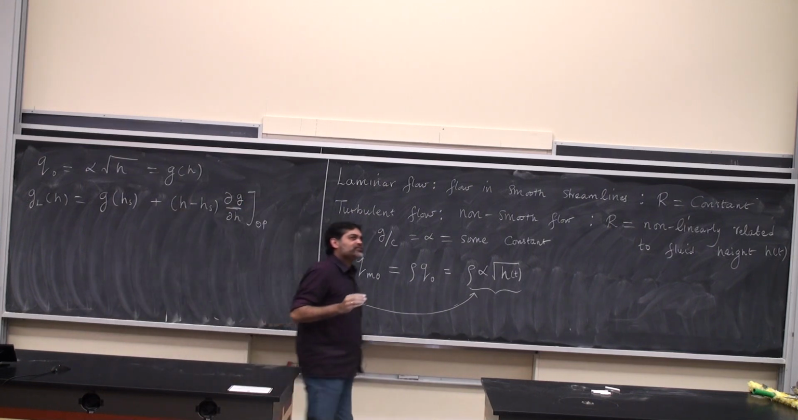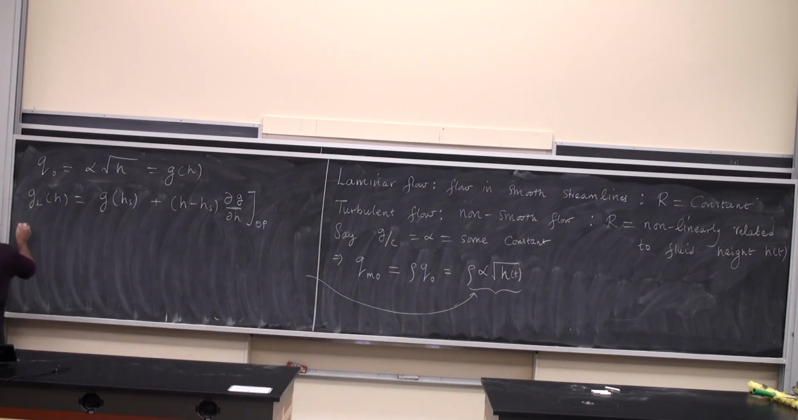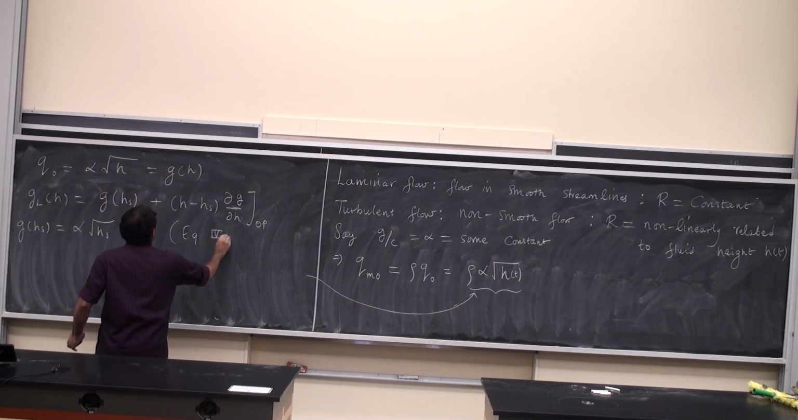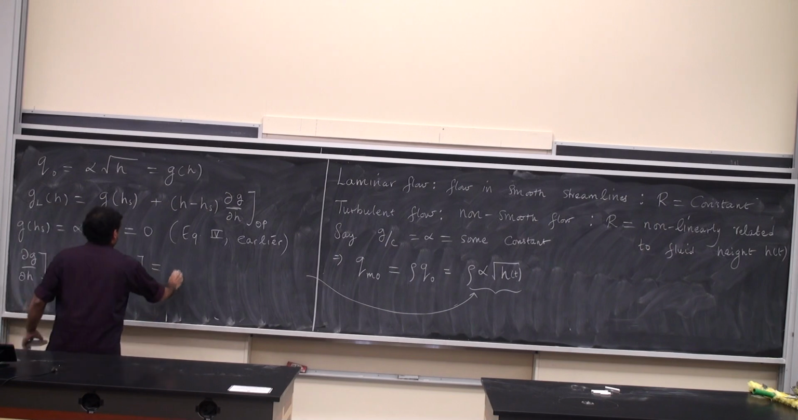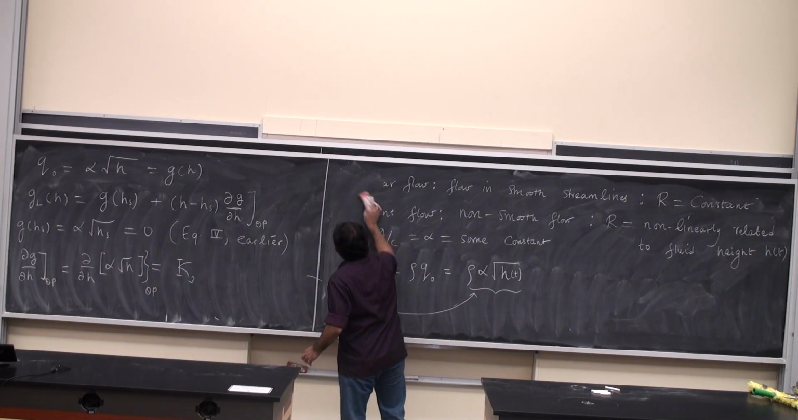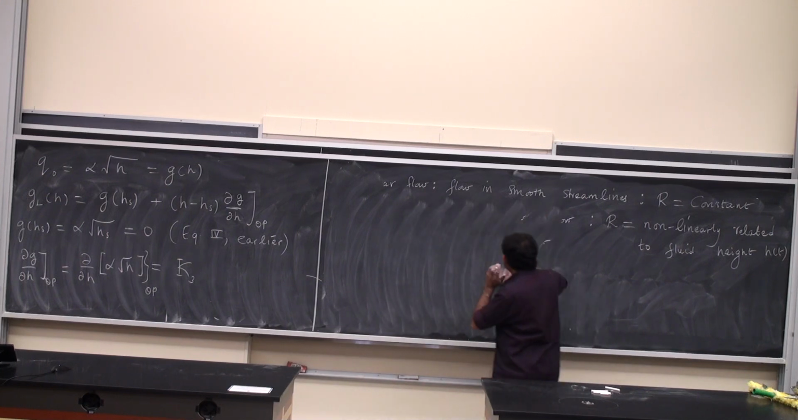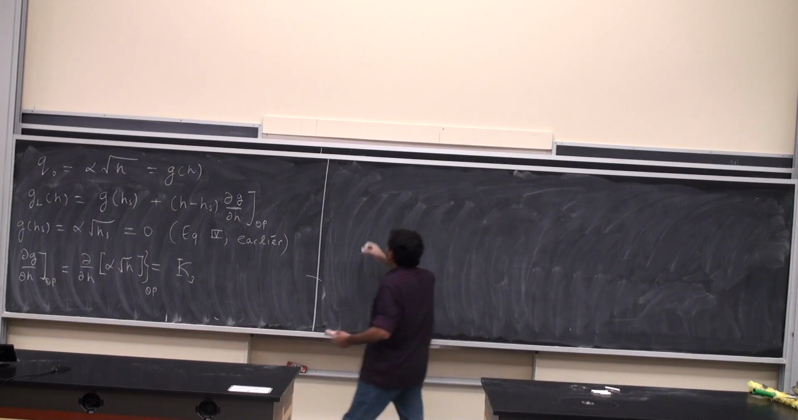I actually don't need the partial derivative here because it's a function of only one function of time. G of hs is alpha times root of hs, which is actually 0 from before. This was called equation 4 earlier. dg by dh is some constant. I'm just going to call it d by dh of alpha root h. This is some constant. Okay, so this is the linearized version.